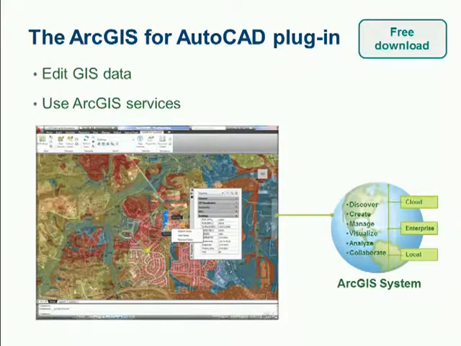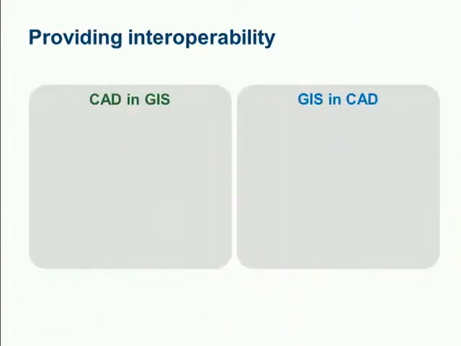These ArcGIS services open a path for you to work with intelligent ArcGIS maps, access imagery, extract GIS features as CAD entities, add GIS features as an external reference, and edit enterprise ArcGIS geodatabases, all within AutoCAD. As I mentioned, ArcGIS for AutoCAD is about providing interoperability. Put simply, this would be CAD in GIS and GIS in CAD.